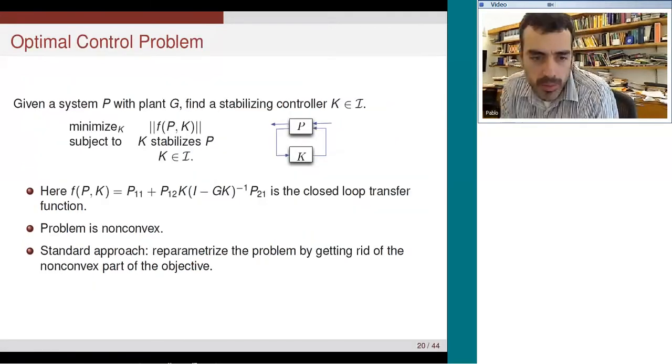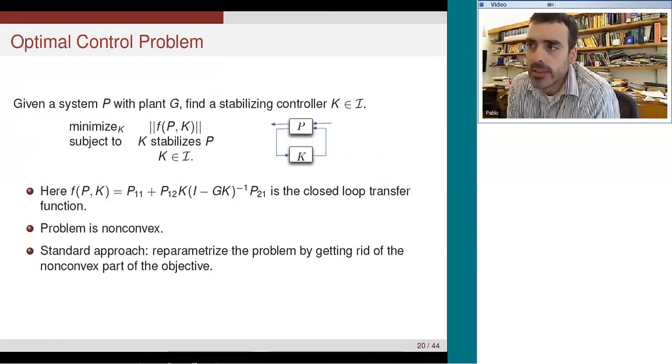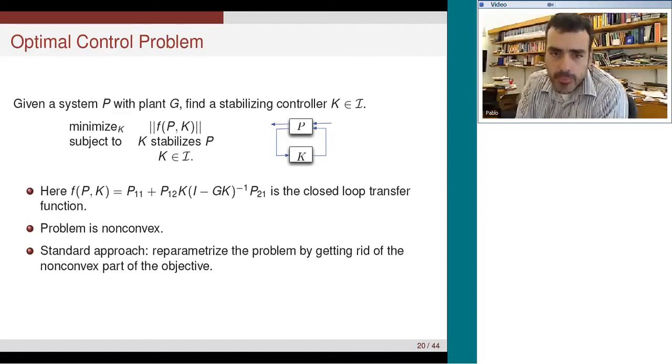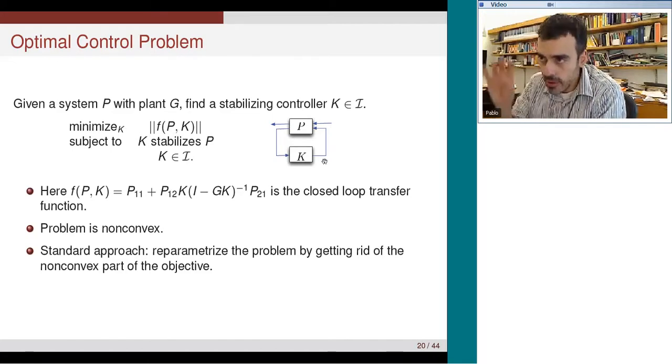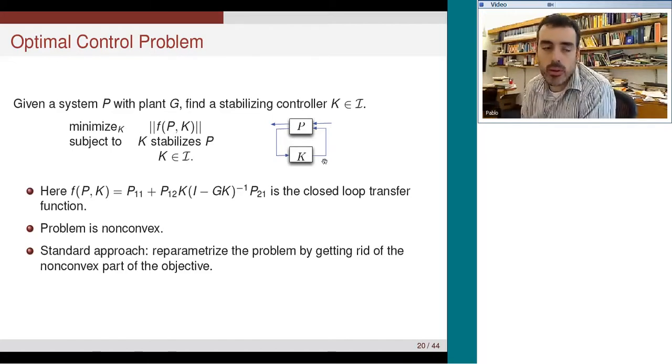So this is the problem. Let me tell you how we solve it, and then I'll discuss the architectural insights that this gives us. The problem that we want to solve is: we're given P, and we're trying to find a K that stabilizes this plant. We want to minimize some norm of this interconnection, which is given by this rational form. And we also want to put structure on K, so K has to belong to a given subspace, for instance the subspace of structured controllers, with zeros in the places where we want to have zeros.